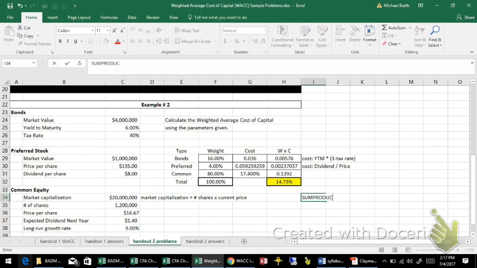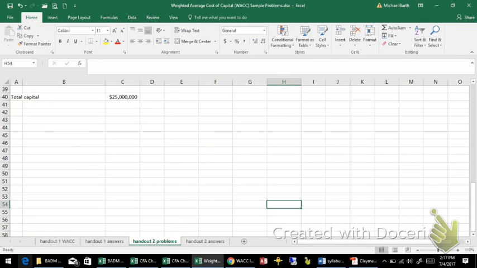Sum product, array 1, array 2. So I could actually use sum product to do the exact same calculation. The array of the weights, comma, the array of the costs, and it'll produce the exact same answer.